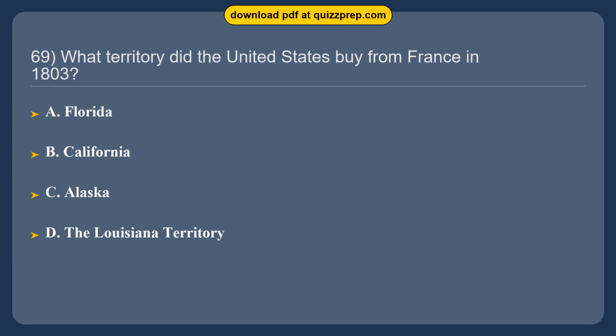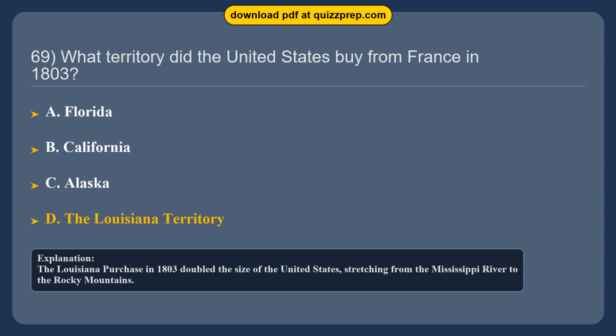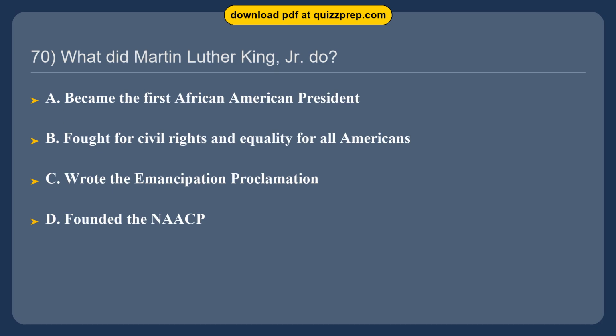Question 69. What territory did the United States buy from France in 1803? Option A. Florida. Option B. California. Option C. Alaska. Option D. The Louisiana Territory. The correct answer is option D, the Louisiana Territory. The Louisiana Purchase in 1803 doubled the size of the United States, stretching from the Mississippi River to the Rocky Mountains.